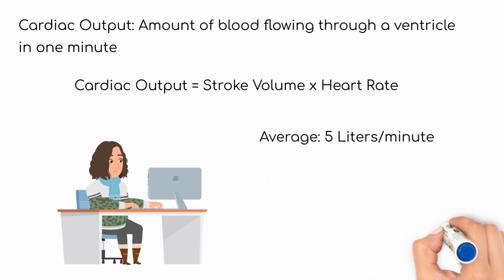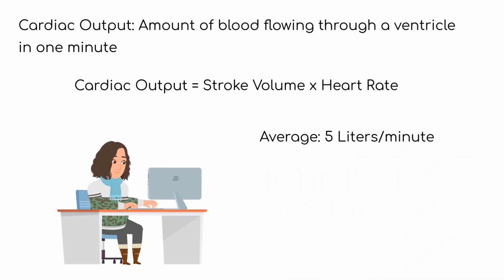The average cardiac output for an adult is about 5 liters per minute. This is about equal to the entire blood volume. So the heart will pump the entire blood volume in every minute.